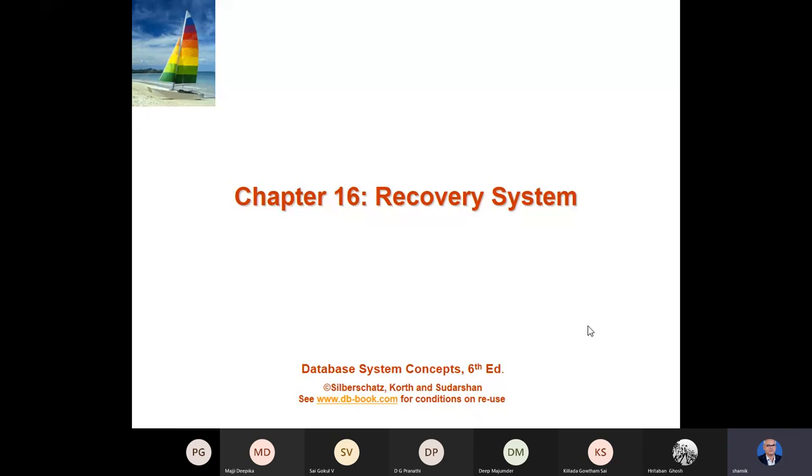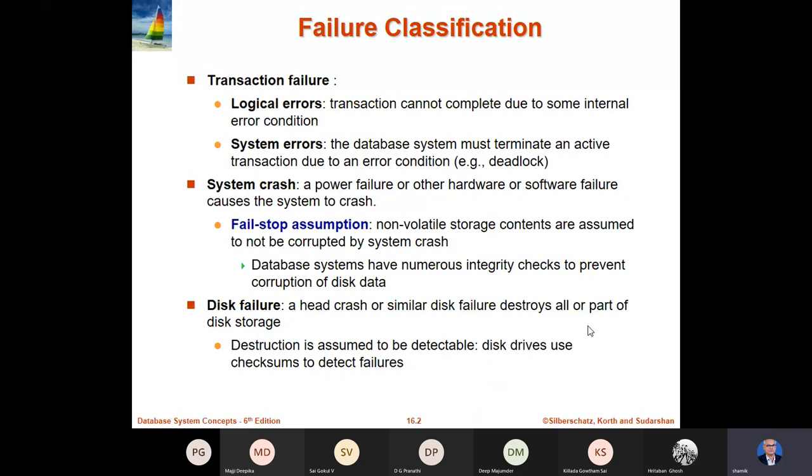System crash could be due to some hardware issues, like as I said, just the power goes down, or there is a memory error, or there is a divide by zero kind of logical software error which will cause it to get stuck. So those are what we call system crashes. And this transaction failure, as I said just now, could be logical errors due to some internal error condition or system errors. And this is what we call system crash.